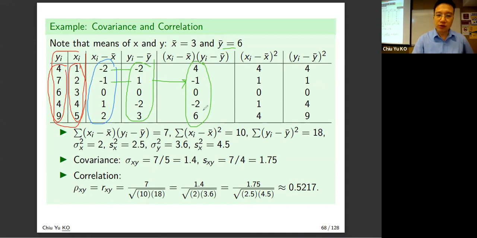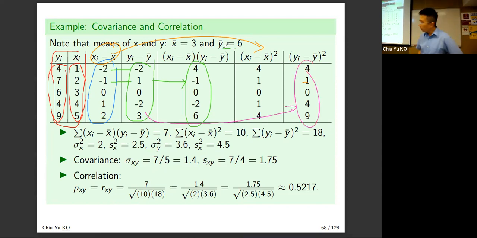And the last two columns are very simple. We just square this column, and you get the square of this column, and you get the other one. Is it clear how you get this one? If we have time when we go over Excel, we will actually show you how to do it quickly. And then you can also do the summation. Summing all this becomes 7. Summing all this becomes 10. Summing all this becomes 18.